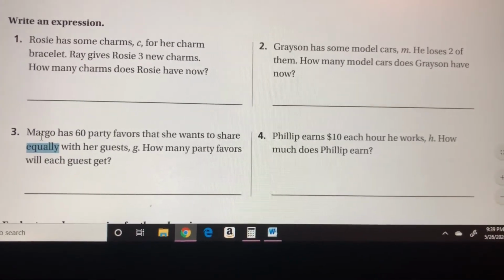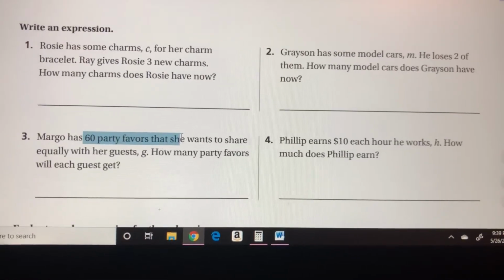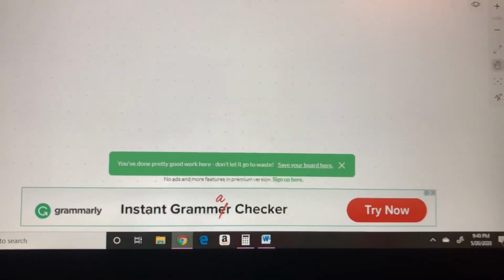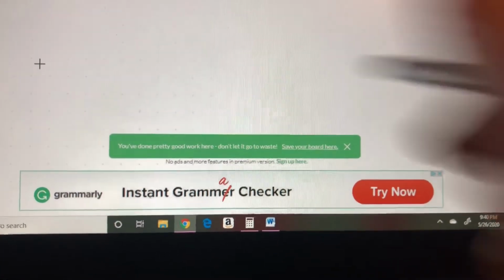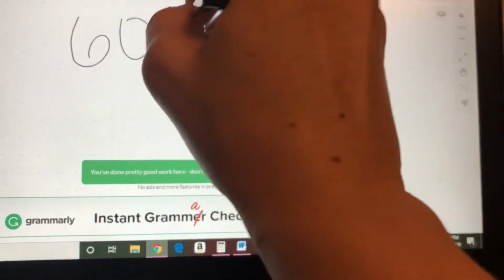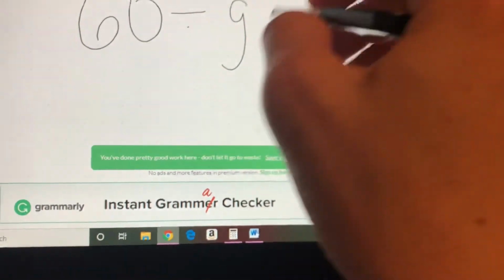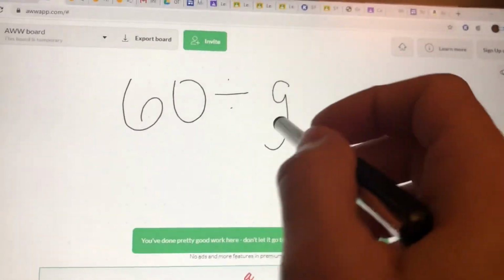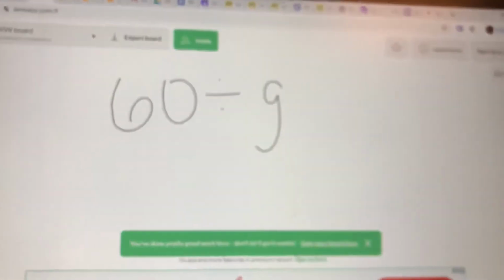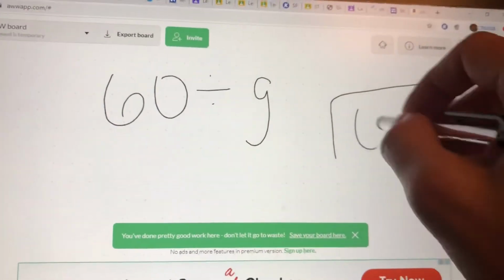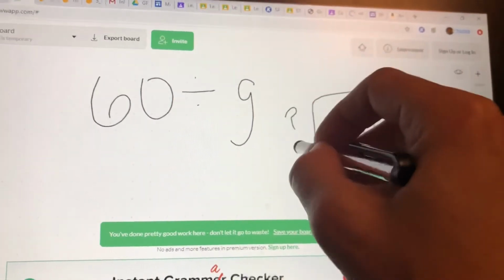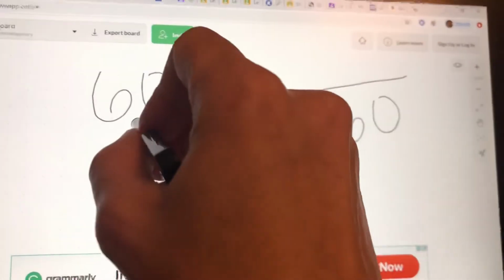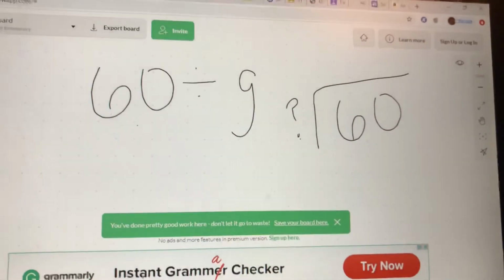Okay, so in this case, what is she sharing? 60 party favors. So that's going to be written first. Remember, we've gone over this in previous chapters. Whatever you're sharing always goes first. So 60 divided by G, whatever number G would be in that case, okay? So if you were to actually solve it, 60 is being divided by whatever number G would be, okay? Dividend, divisor, dividend, divisor, okay?